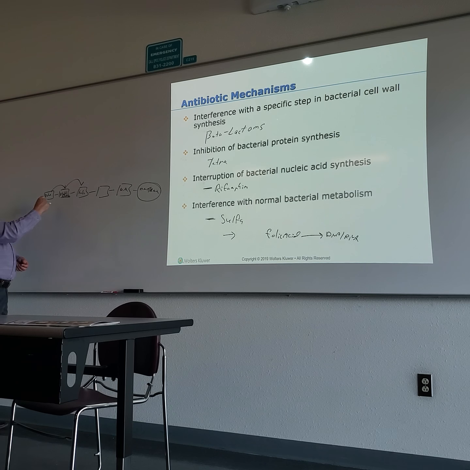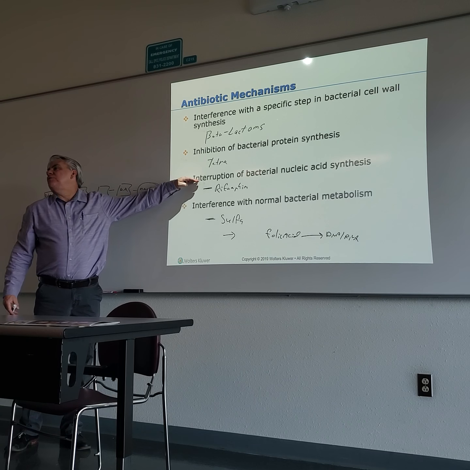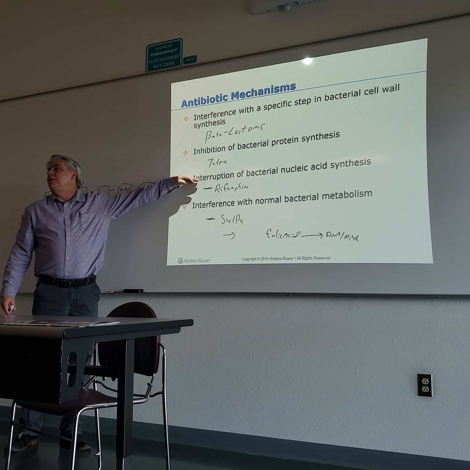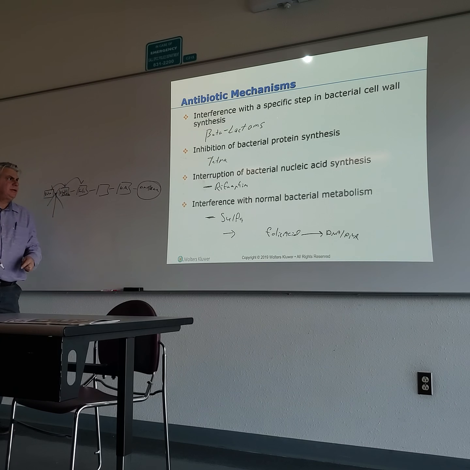The sulfa drugs inhibit this enzyme right here. So if you inhibit this enzyme, you stop making what? RNA. You've really kind of done this, haven't you? But you've done it through a metabolic pathway, not directly inhibiting it, right? Okay, so that's what we're talking about here.